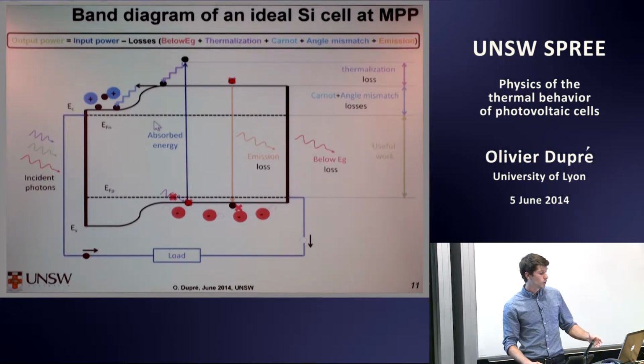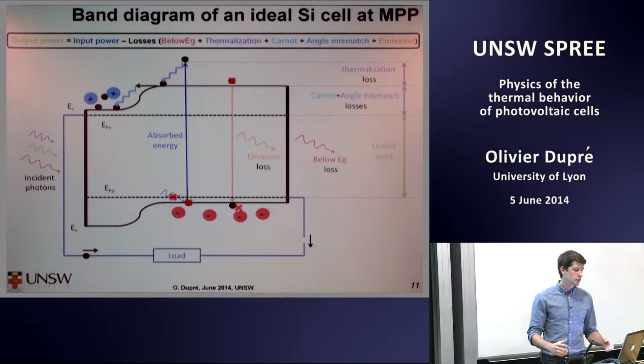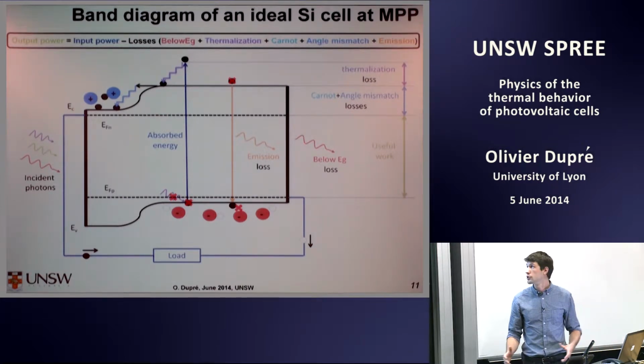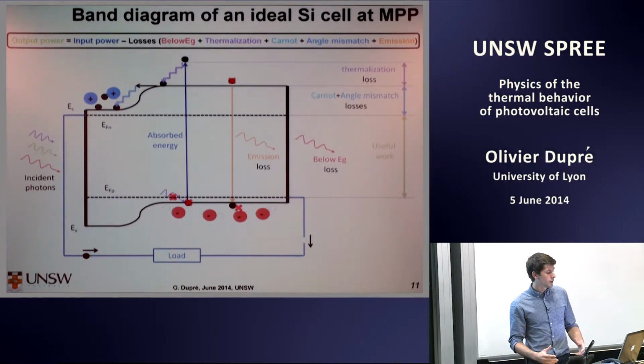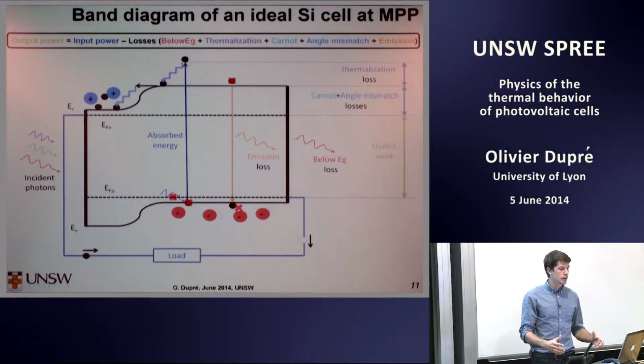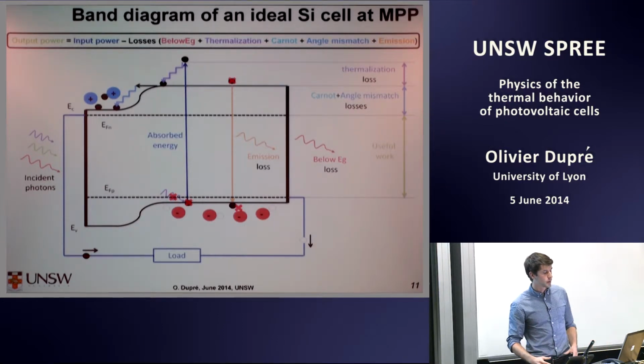And then what's interesting is that we find our Carnot and Engel mismatch loss here at the junction, and those losses are there to give us the driving force to separate our excited electrons from our excited holes.